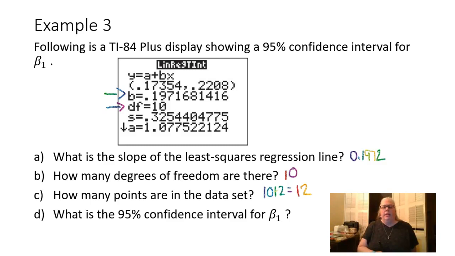All right, and then D, the 95% confidence interval for the slope, again, conveniently given to us right up here inside the parentheses as 0.17354 to 0.2208.